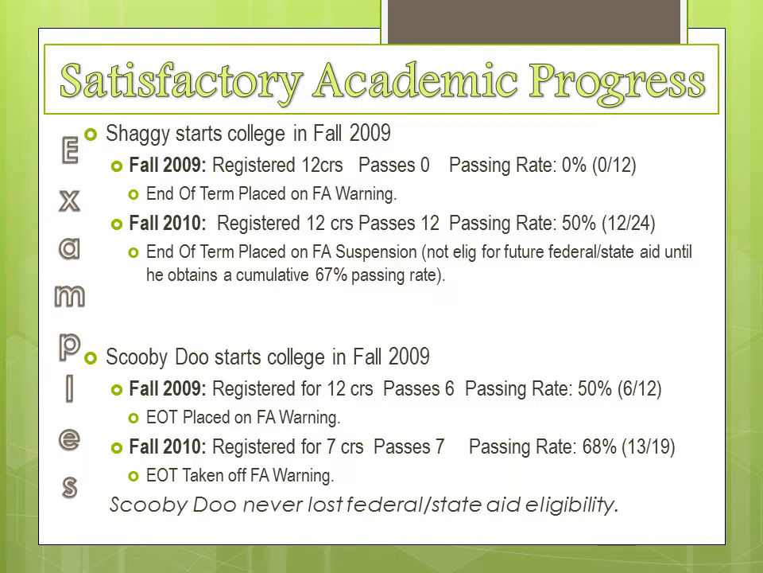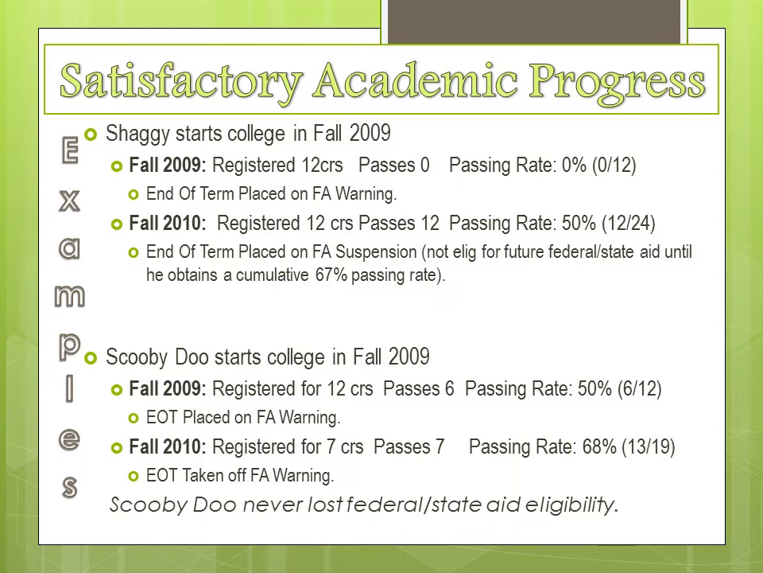Now, in fall of 2010, Shaggy returns, and he registers for 12 credits, and he passes all 12 this time. However, his passing rate is only going to be 50% because we're going to look at the cumulative hours attempted and cumulative hours completed. So the cumulative hours completed will be 12, but the cumulative hours attempted were 24, which yields the 50%. Now, at the end of the term, Shaggy's going to be placed on financial aid suspension, and he will not be eligible for federal or state aid until he obtains that cumulative 67% passing rate.